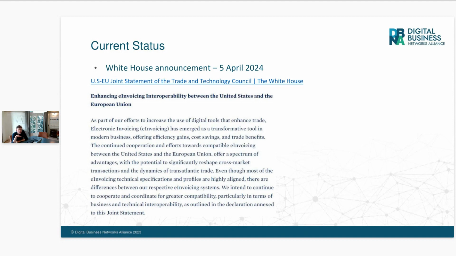And in the end, it says we intend to continue to cooperate and coordinate with greater compatibility, particularly in terms of business and technological interoperability. And therewith, they mean the interoperability also with Europe and also with Asia, so with the PEPPOL network as an example. So this is really a strong statement, and we as DBNA try to position ourselves in how we will, based on this, position what we will do as a next step, and how we will communicate this.